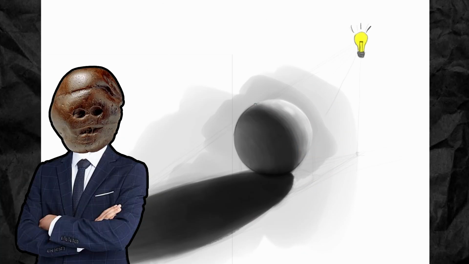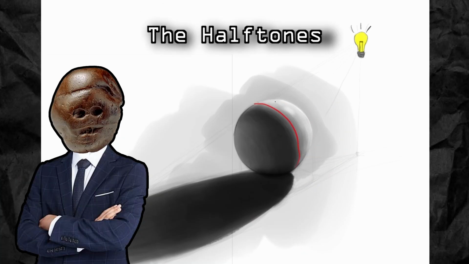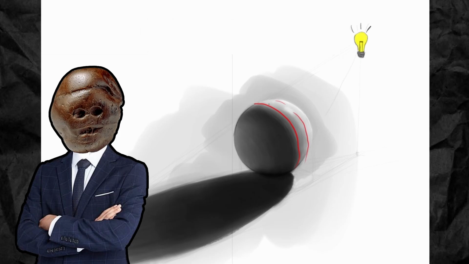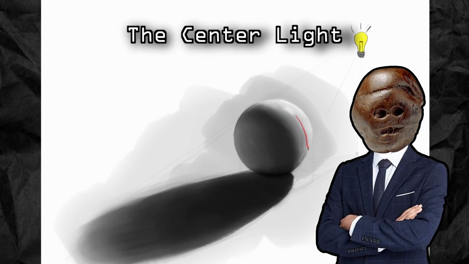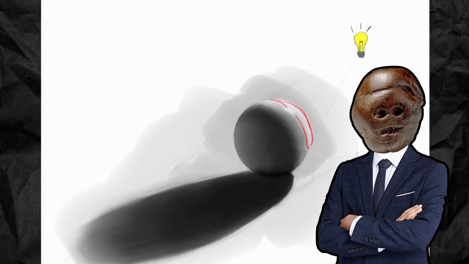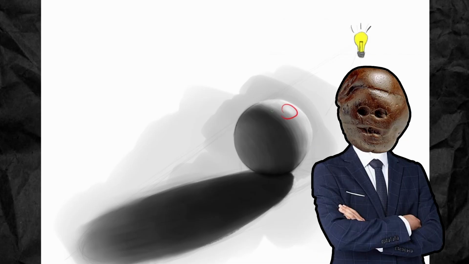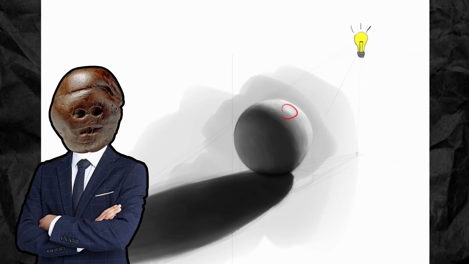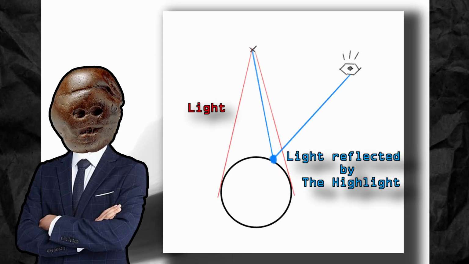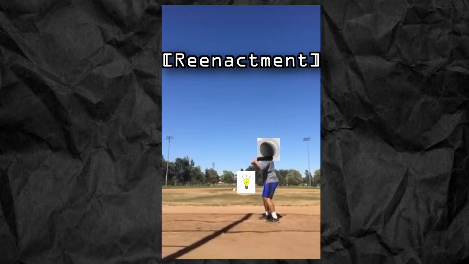On the other side of the terminator, we have the halftones, which are a transition zone between the center light and the core shadow. The center light is the part of the sphere that is seen directly by light. Somewhere inside the center light or the halftones, you can find the highlight. The highlight is the part of a sphere that is perfectly oriented to reflect the most photons straight towards the viewer.